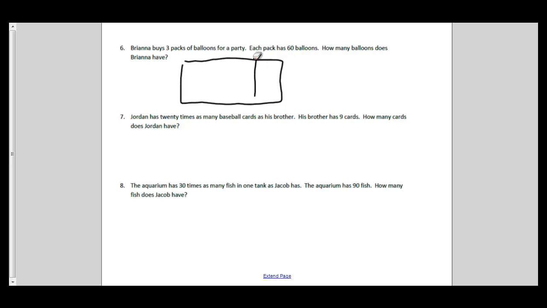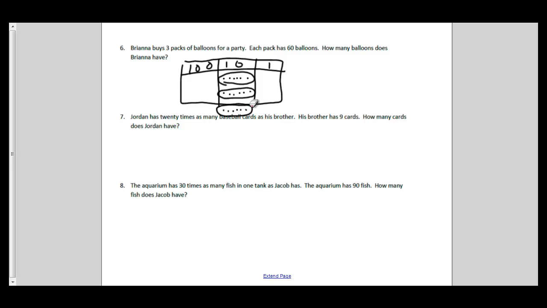So we have tens and we have ones. So I'm actually just going to do ones, tens, and hundreds here. And it says she has 3 packs of balloons, and each pack has 60 balloons. So that means I've got 1, 2, 3, 4, 5, 6 tens, but she has 3 of those. So here's 1 pack of balloons, and here's 1, 2, 3, 4, 5, 6. Here's her second pack of balloons, and my third pack's probably not going to fit inside the box. 1, 2, 3, 4, 5, 6. So mine won't fit inside the box.